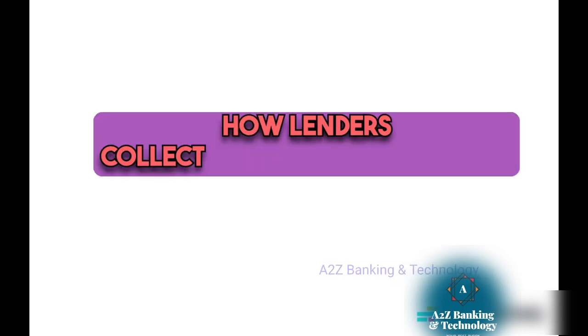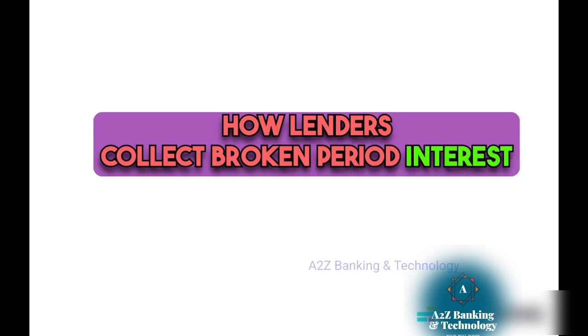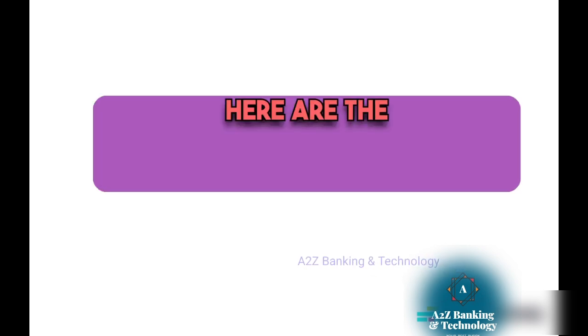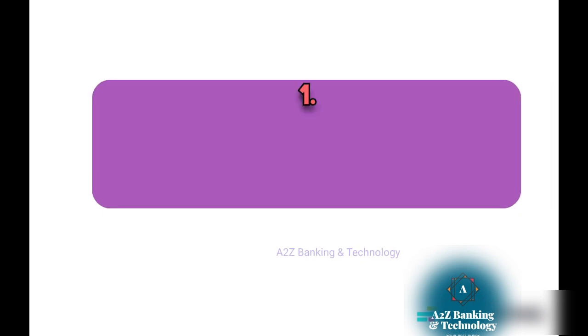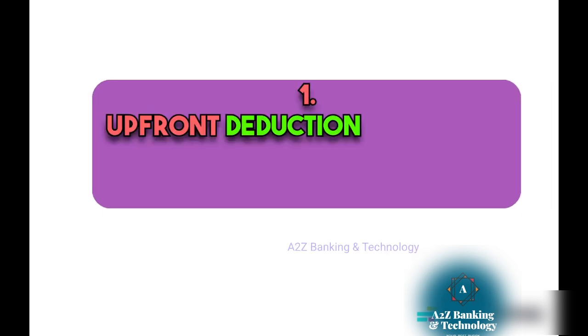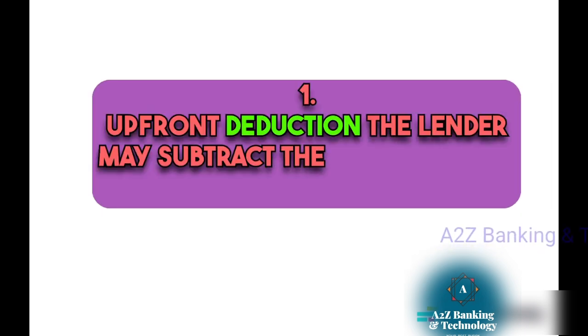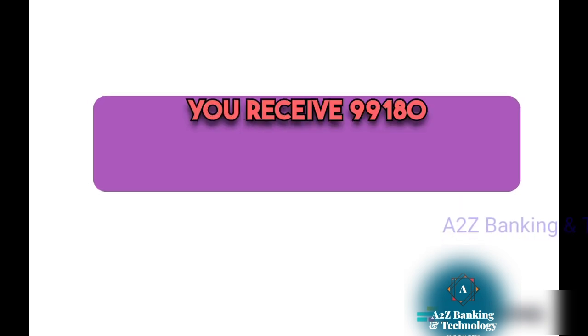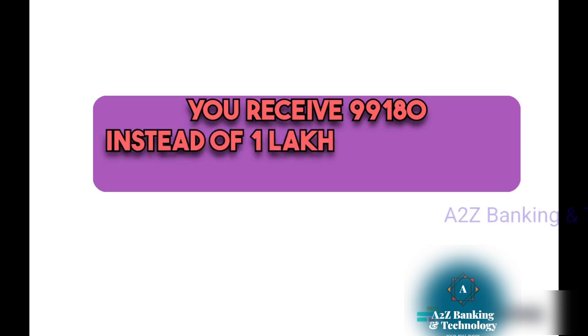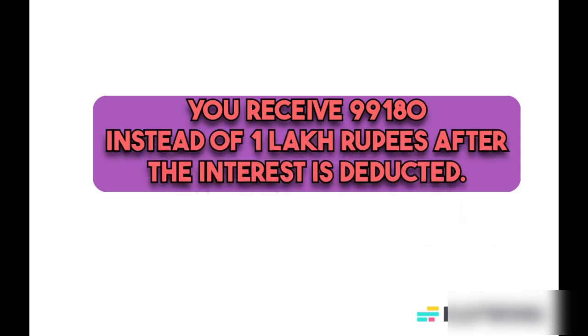How lenders collect broken period interest. Here are the different ways broken period interest can be collected. 1. Upfront deduction: The lender may subtract the interest from the disbursed loan amount. You receive 99,180 rupees instead of 1 lakh rupees after the interest is deducted.